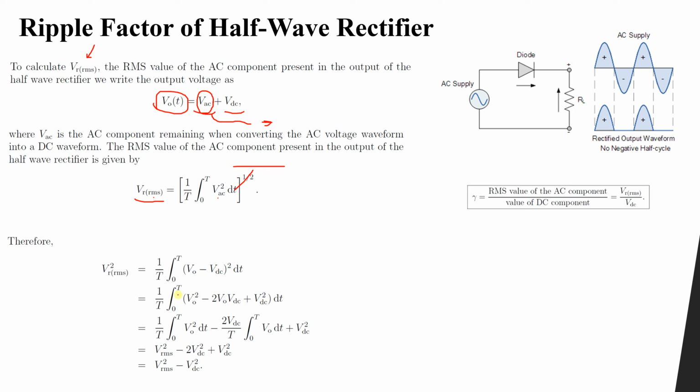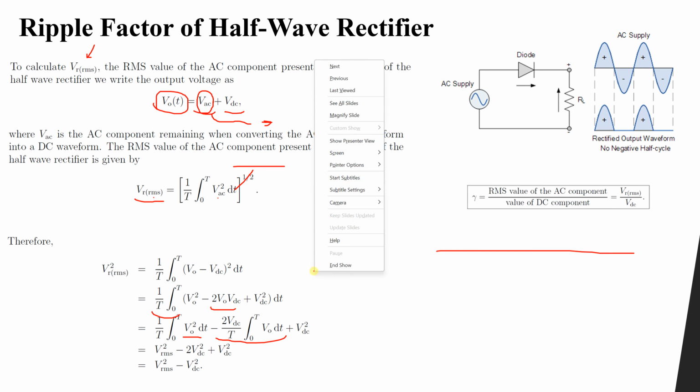Now let's divide this: 1 over T, integration from 0 to T of Vout square, this part, and 1 over T, integration from 0 to T of negative 2 Vout VDC, this part. The last one is 1 over T, integration from 0 to T of the DC component. The DC component is a constant value, so let's write the integration of a constant from 0 to T.